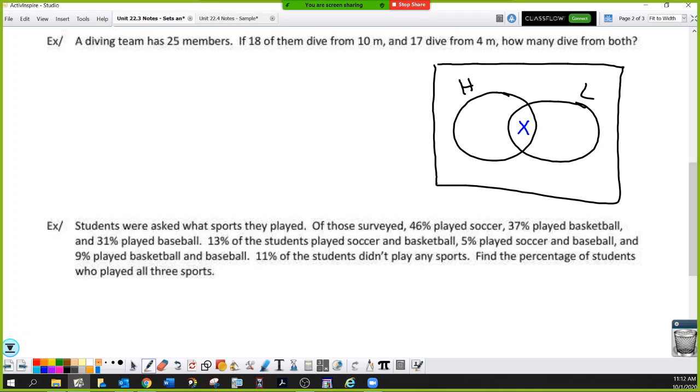Now, high dives. Well, there's 18 of them. If x of them exist in the middle, then what's left is 18 minus x over here. Because the H circle had better have 18 in it. And if you do 18 minus x plus x, you will get the 18. Now the L circle, for low dives, there's 17 people there. Well, if x of them are in the middle, then over here is 17 minus x.